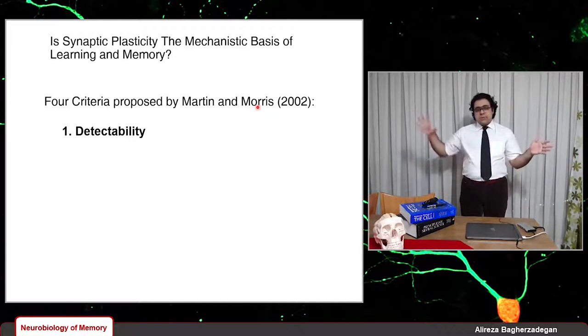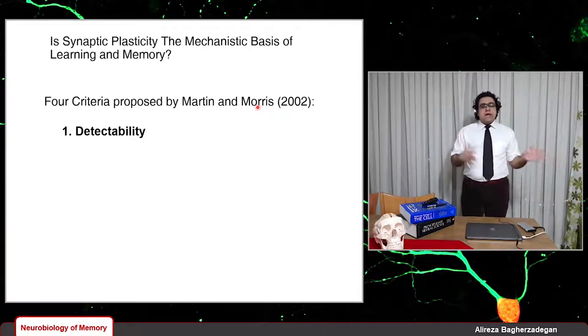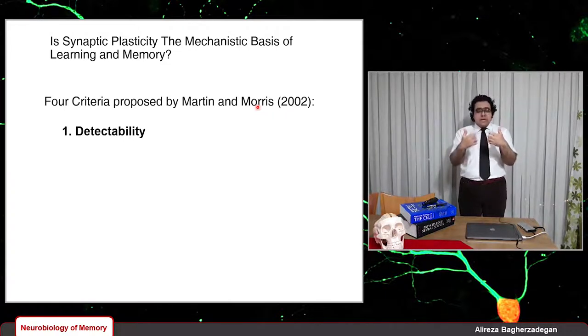And during these lectures, I showed you a lot of experiments scientists did that proved we have some detectable structural and physical changes as a result of long-term synaptic changes. For example, in long-term sensitization, we have the formation of new synaptic varicosities. And in long-term habituation, we have synaptic pruning, okay? The number of detectable synaptic contacts is decreased in long-term habituation. In LTP, I told you that in the late phase of LTP, we have the growth of new synaptic connections, okay? So the first criterion, detectability, is passed. We can detect those physical changes as a result of synaptic plasticity.